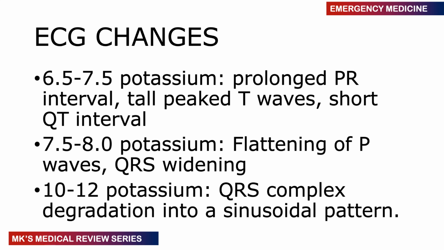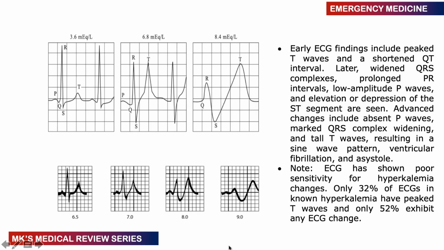For those between 7.5 to 8, you may get flattening of the P waves and QRS complex widening, and for those between 10 to 12, you may get a QRS complex degrading into a sinusoidal pattern. This is what it looks like. Here, you have a person with a potassium concentration of 3.6, a normal ECG. Then here, in someone who has 6.8, as you can see, these T waves are tented and tall.